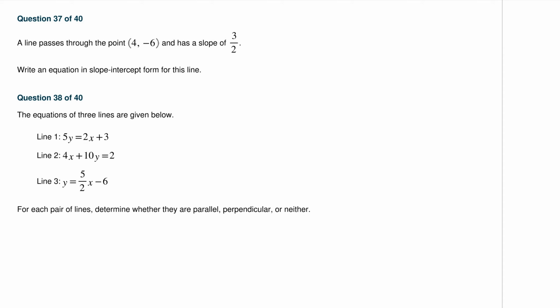Number 37, a line passes through the point (4, -6) and has a slope of 3/2. Write an equation in slope-intercept form for this line. Slope-intercept form is y equals mx plus b. We have a slope and we have a point, so you can use the point-slope formula.